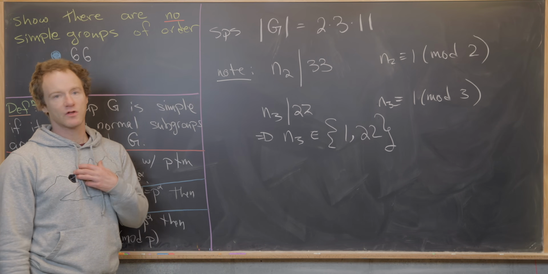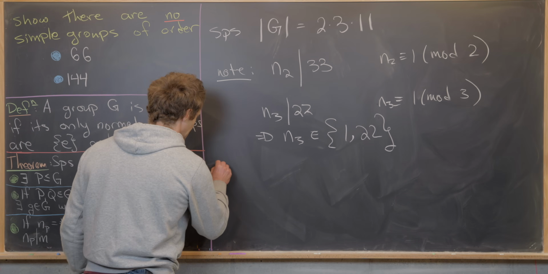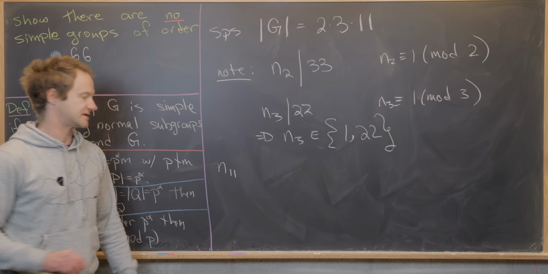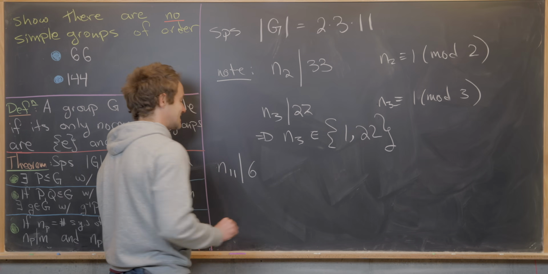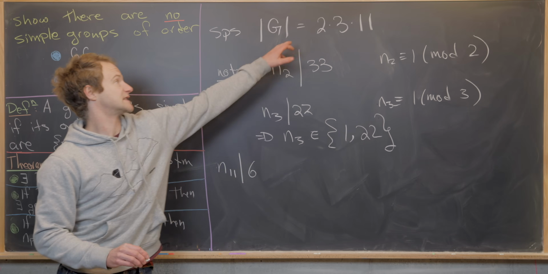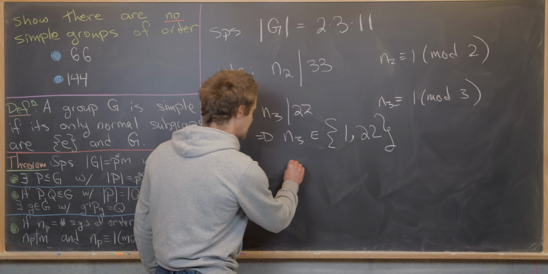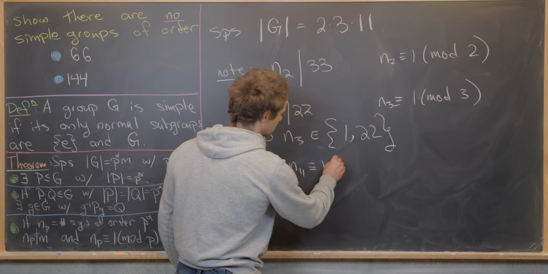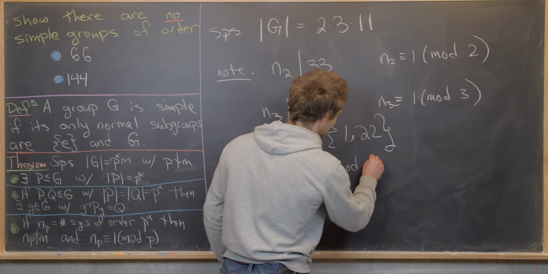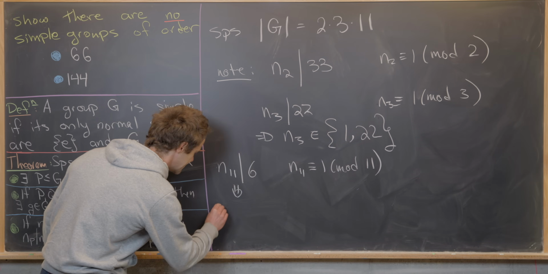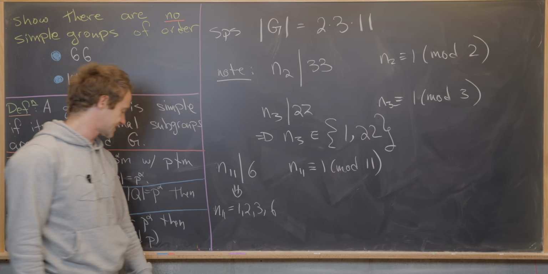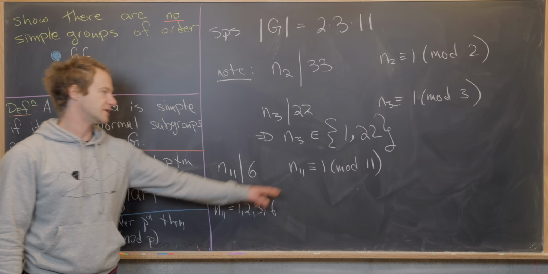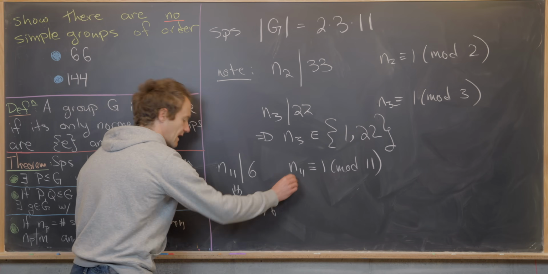Okay, so let's maybe look at the very last case, and that would be the Sylow 11 subgroup. So notice that n sub 11 must divide 6. That's because that's what's left over here. And n sub 11 needs to be congruent to 1 modulo 11. That means that n sub 11 equals 1, 2, 3, or 6. But there's only one of those that is congruent to 1 mod 11.